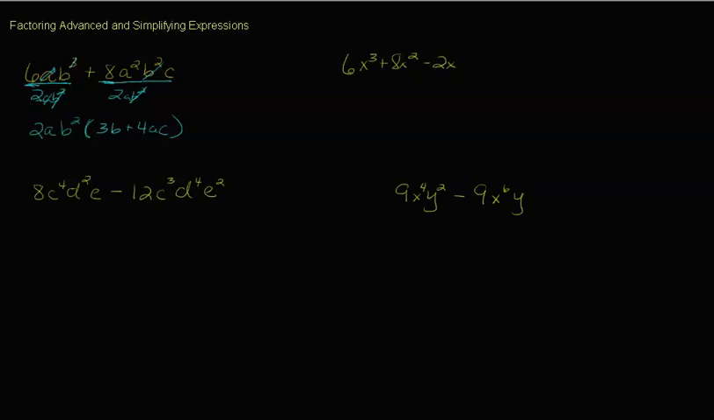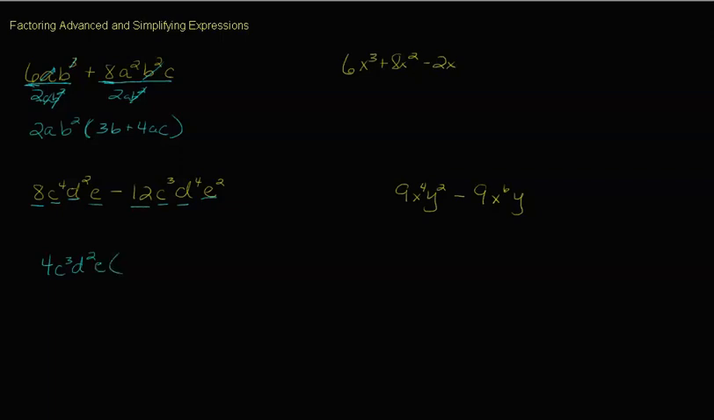All right, so let's look at the coefficient. What's the greatest common factor of 8 and 12? That's going to be 4. Now, what's the smallest C? Because they both have C's, C to the third. They both have D's, so which one has the smaller D? D squared. And we look at the E's. This has just one E, so that's all we can factor out.